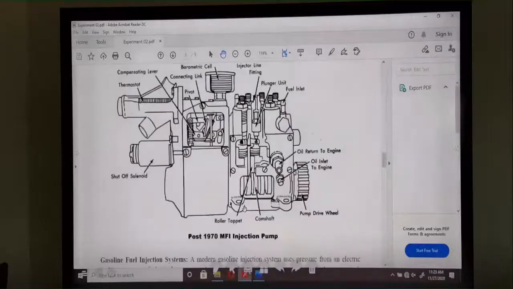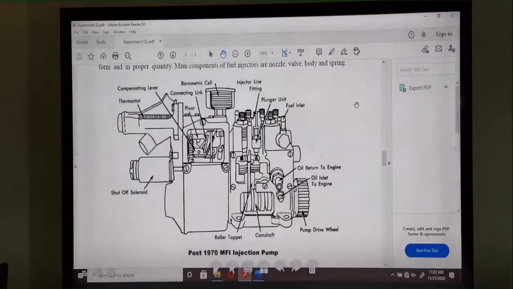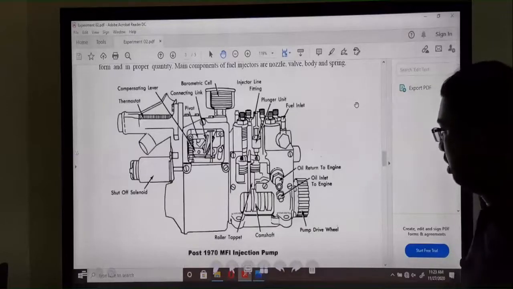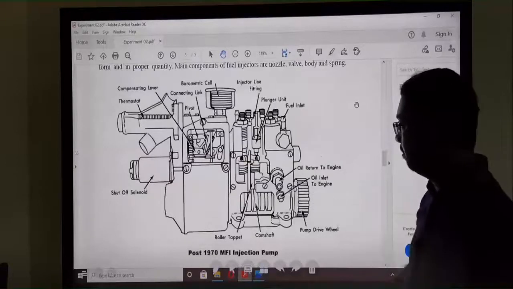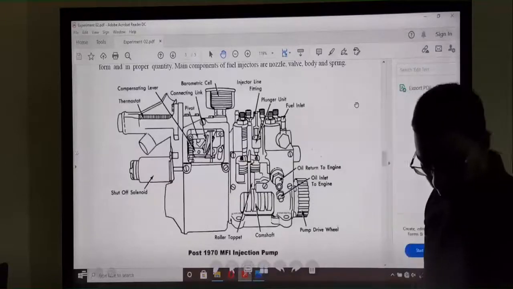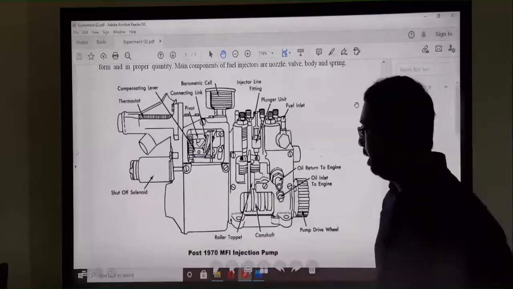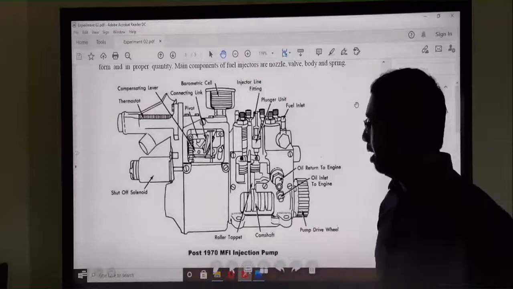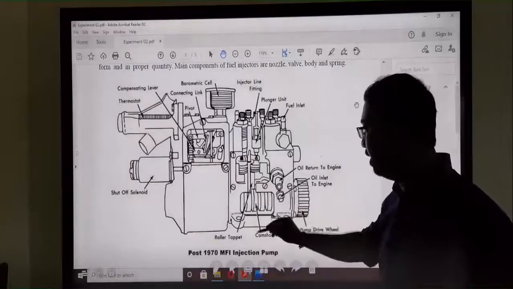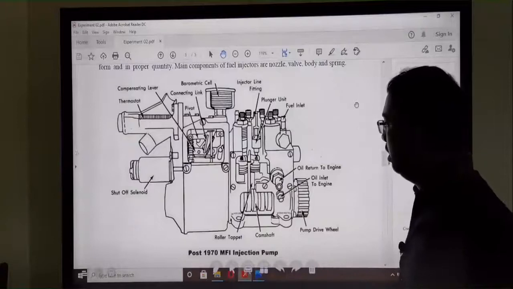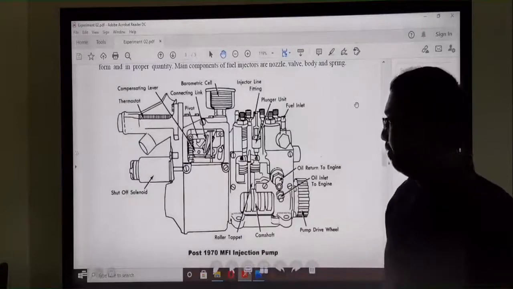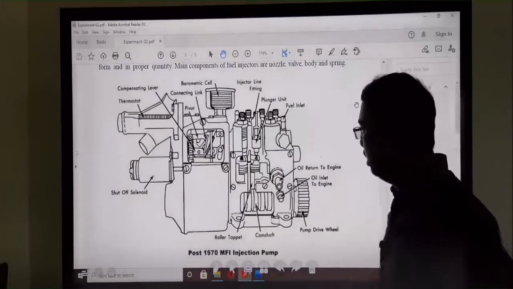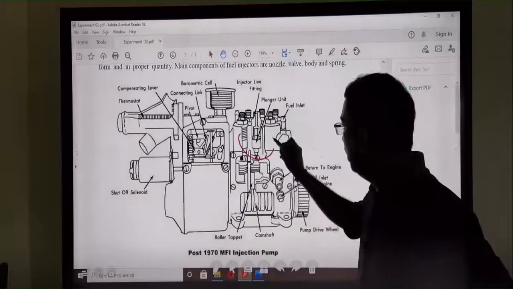So we can see the construction of the diesel pump. This is the pump drive wheel. This is the same as the valve. That means this pump is connected with the camshaft. Here it is connected with the camshaft. Some of the pumps are indirectly connected with the crankshaft. Here there is a plunger unit.